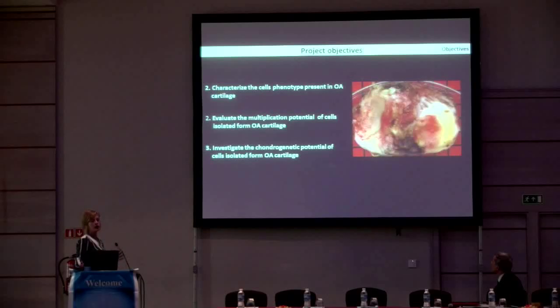So we have three main objectives. The first one, as I already mentioned, is to characterize the phenotype of these cells. The second one is to see, can we proliferate these cells? Are they viable? And the third one is to try to form healthy cartilage from these cells.